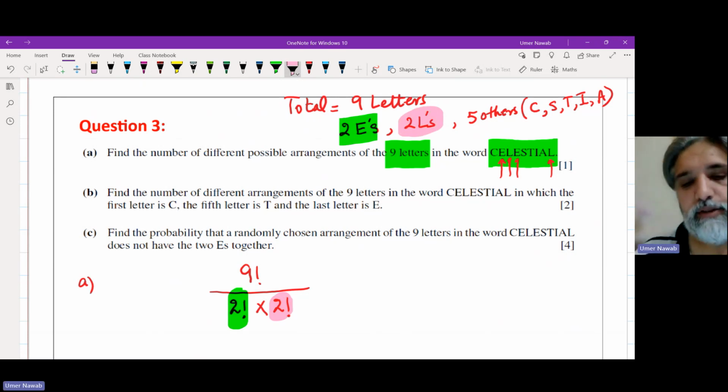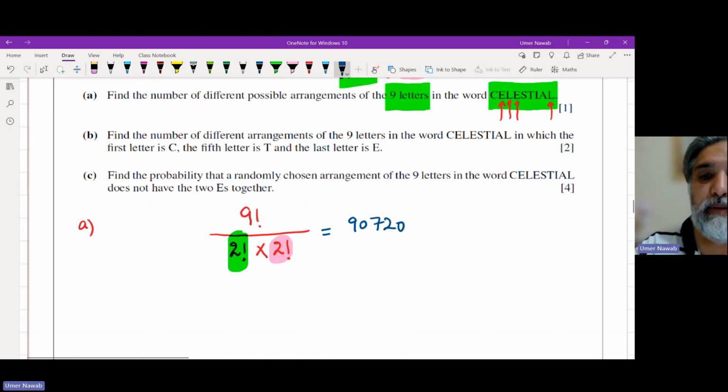But total letters are 9 factorial. My final answer comes to me 90720. Clear?